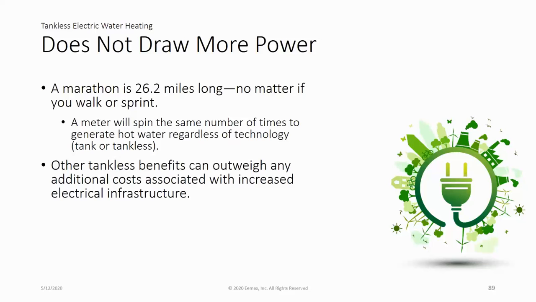So if you're going to run a marathon, it's 26 miles. Whether you walk it or crawl it, doesn't matter. You're going 26 miles. How long does it take? So tankless electric consumes more power at the time of use, but the times of non-use is where the balance is and where your efficiency gains are.